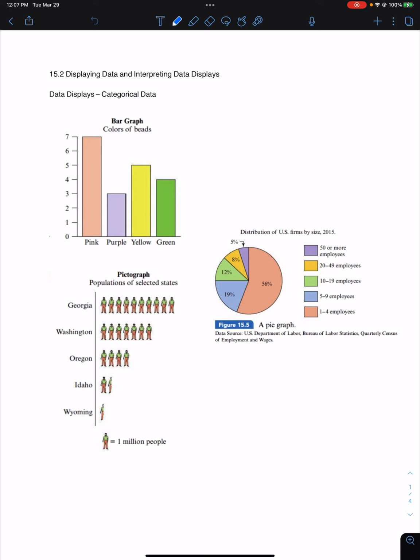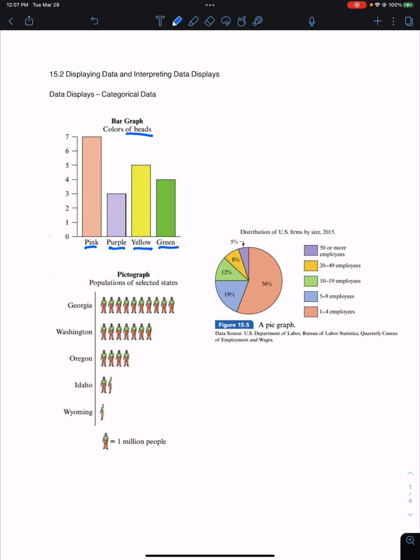So first of all, we're going to look at bar graphs. And for a bar graph, the reason it is good for displaying categorical data, for example, in this bar graph, we have different colors that are represented, specifically colors of beads. It's always good to label your graphs with a title, and this one says color of beads, so we know that that's what this is.